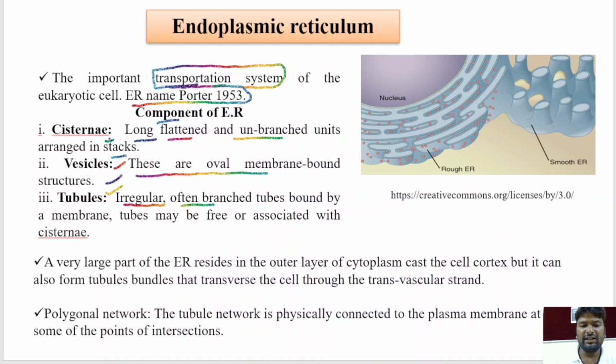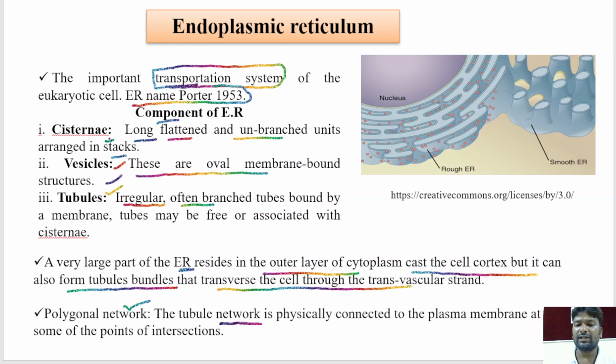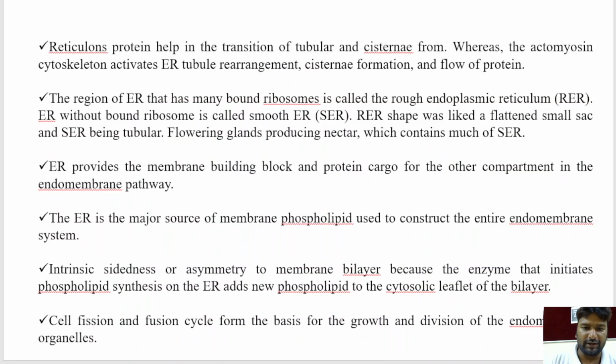And a very large part of the endoplasmic reticulum resides in the outer layer of the cytoplasm, which is called the cell cortex, but it also forms tubule bundles that traverse the cell through the transvacuolar strands. And in the polygonal network, this tubule network is physically connected to the plasma membrane at some of the points of intersection, which is called a polygonal network.